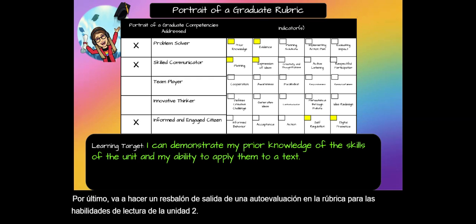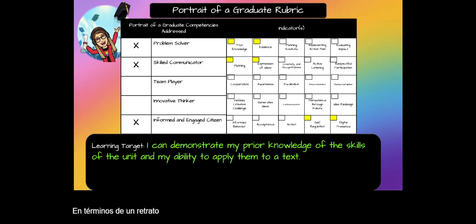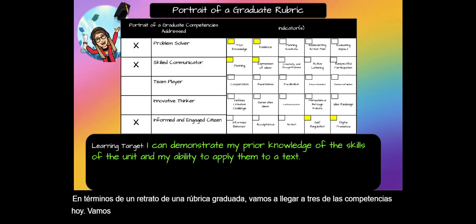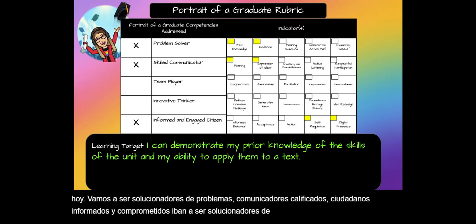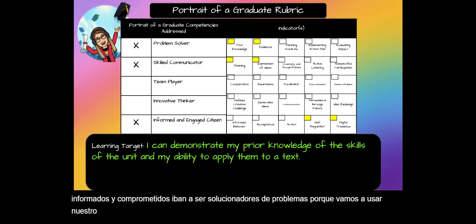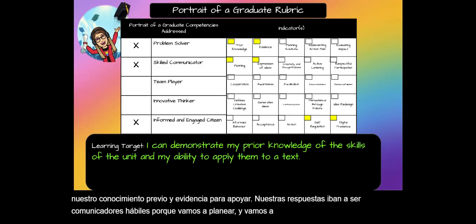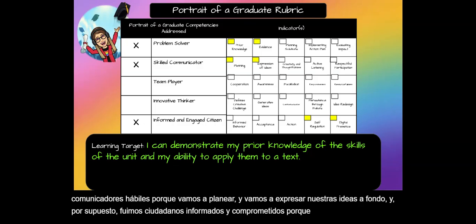In terms of a portrait of a graduate rubric, we're going to hit 3 of the competencies today. We're going to be problem solvers, skilled communicators, and informed and engaged citizens. We're going to be problem solvers because we're going to use our prior knowledge and evidence to support our answers. We're going to be skilled communicators because we're going to plan and we're going to express our ideas thoroughly. And of course, we're informed and engaged citizens because we're regulating our learning style and having a digital presence with the online learning.